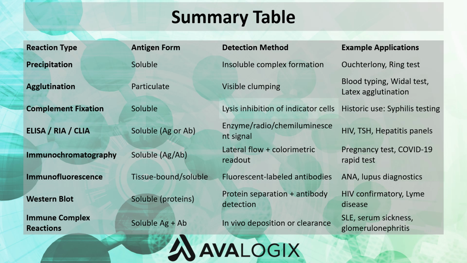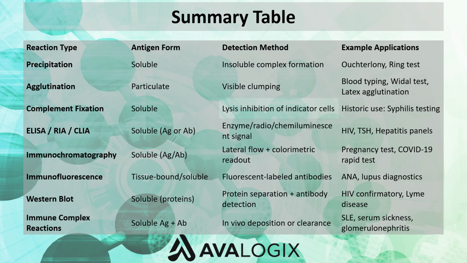Complement fixation follows. Here, the presence of antigen-antibody complexes is detected by whether complement is fixed and not available to lyse indicator cells. While rarely used now, it was once standard for diagnosing infections like syphilis. Immunoassays such as ELISA, RIA, and CLIA are quantitative, sensitive, and widely used to detect either antigens or antibodies in samples. Think of HIV ELISA or TSH measurement. Immunochromatographic tests, like pregnancy tests or COVID-19 antigen kits, offer rapid, point-of-care results. They're based on lateral flow principles using labeled antibodies.